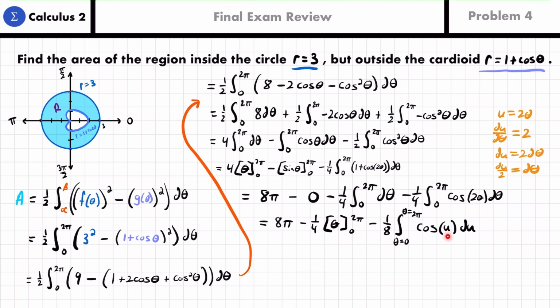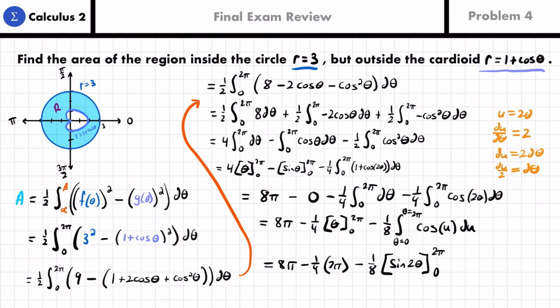And then you can integrate cosine of u to get sine of u, and then replace that u with 2 theta. Okay, so here's what we get next. This is equal to 8 pi minus 1/4 times theta evaluated at 2 pi minus the evaluation at 0, which will just give you 2 pi. And then we have minus 1/8 times the integral of cosine u, which will be sine u. But again, remember that u is equal to 2 theta, so just replace that, substitute it back in, and you'll have sine of 2 theta evaluated from theta equals 0 to theta equals 2 pi.